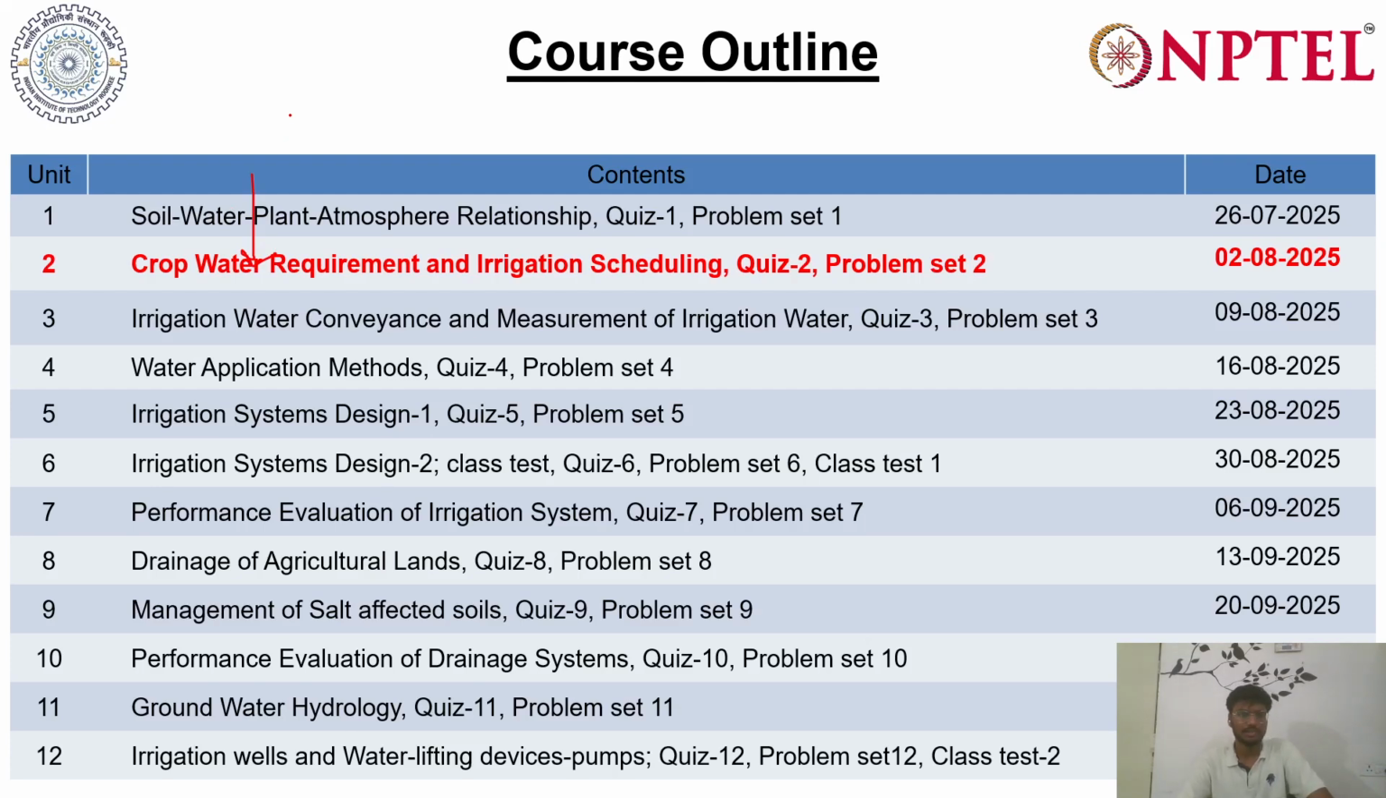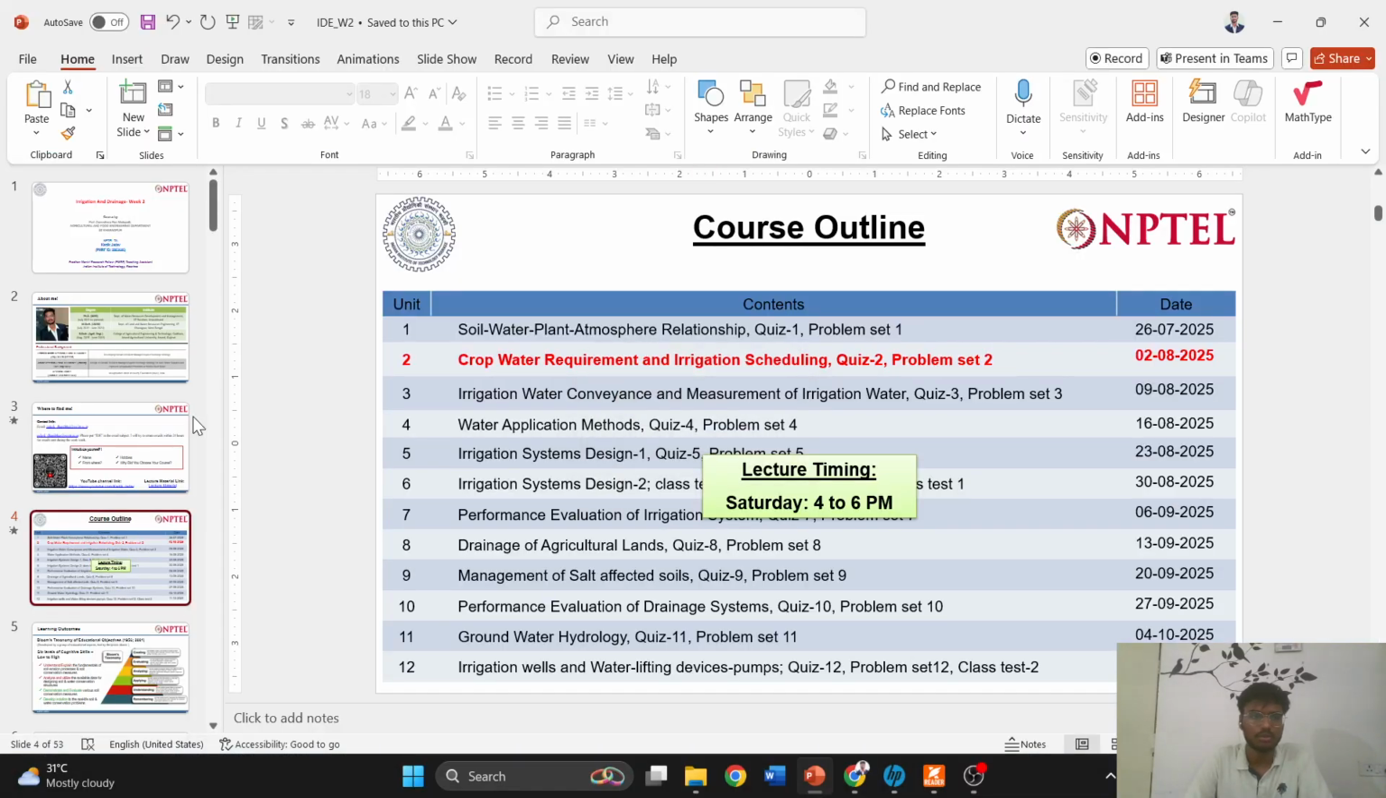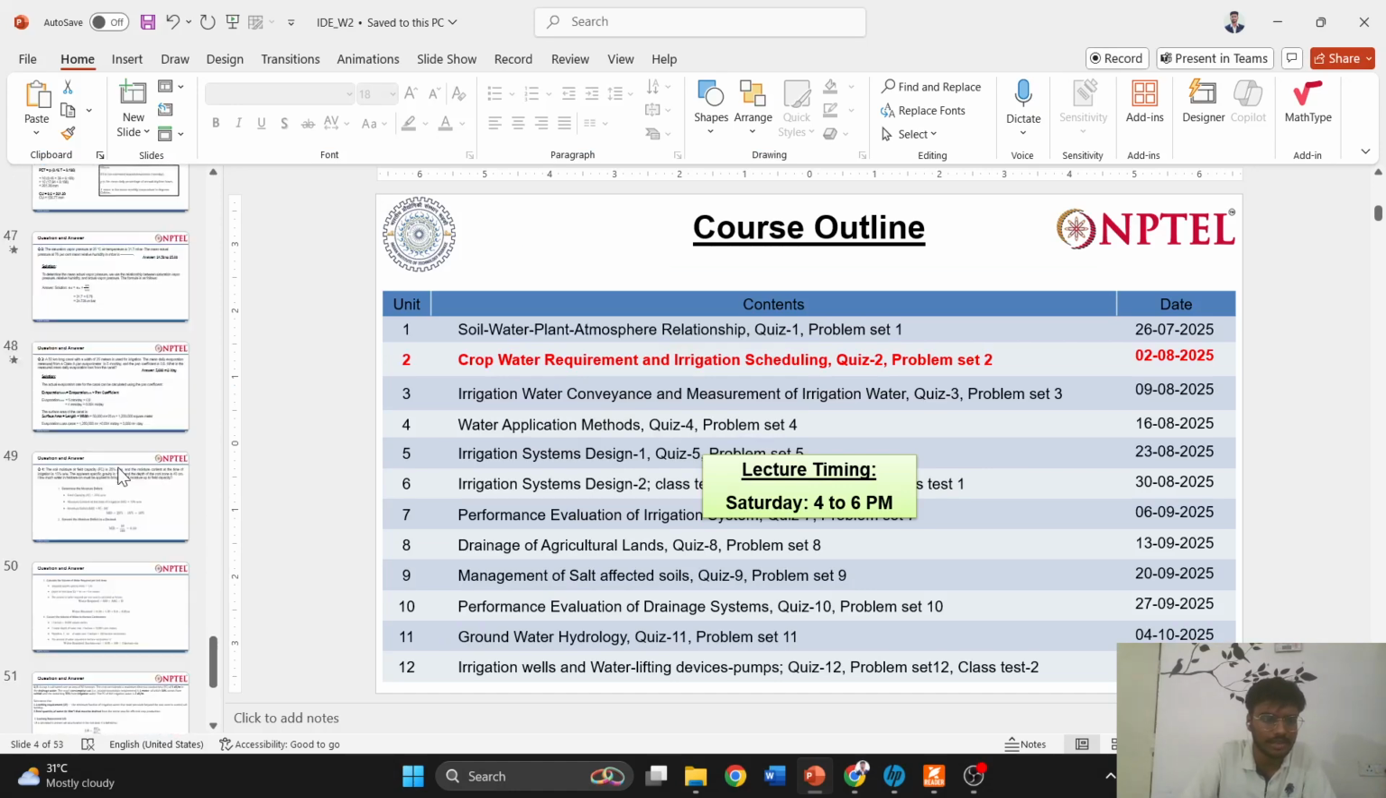In this lecture we have understood various evapotranspiration measurement techniques, and then based on that how we schedule our irrigation. That is when to irrigate, how to irrigate, and how much to irrigate. That also we have talked about, and then we have solved certain problems related to these concepts. In upcoming weeks we'll talk about irrigation water conveyance methods and measurement of irrigation water. And with this, thank you so much for attending this lecture.